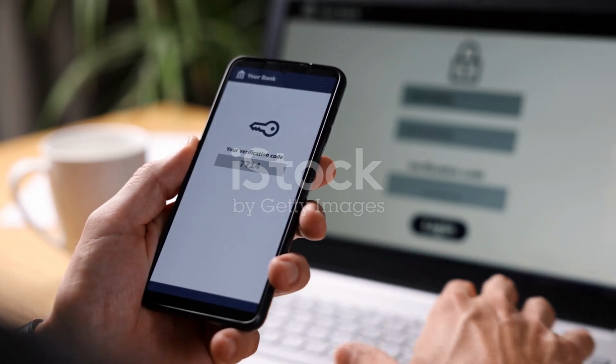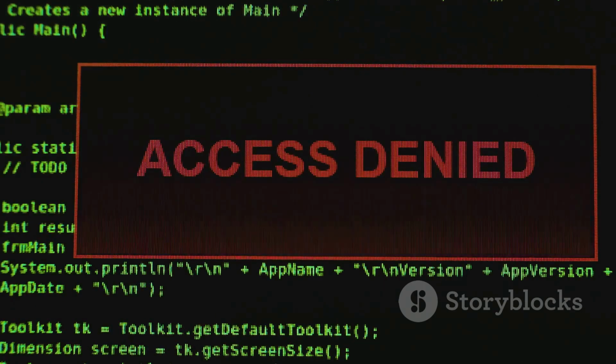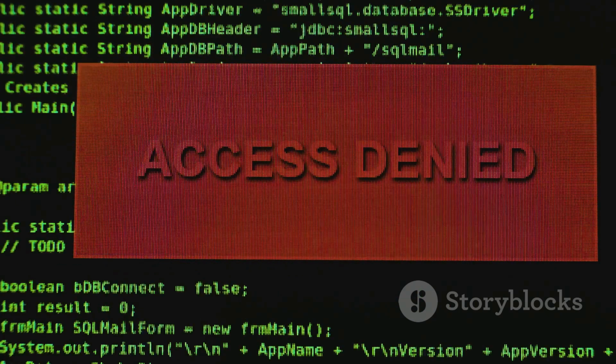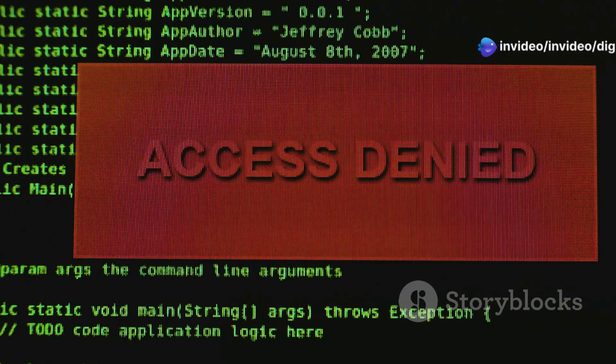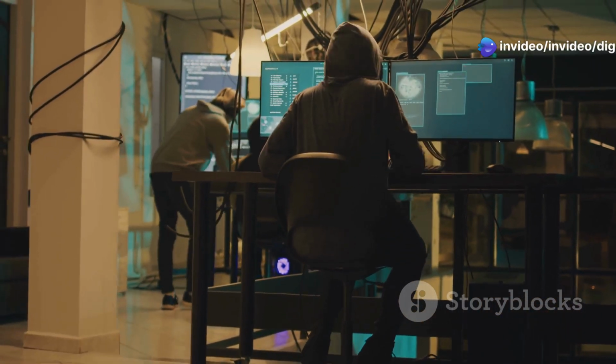1. Verify explicitly. Always authenticate and authorize users, devices, and applications based on all available data points such as user identity, location, device health, and behavior patterns. 2. Least privilege access. Grant users and devices only the minimum level of access required to perform their tasks. This reduces the attack surface and limits the potential damage from a breach.